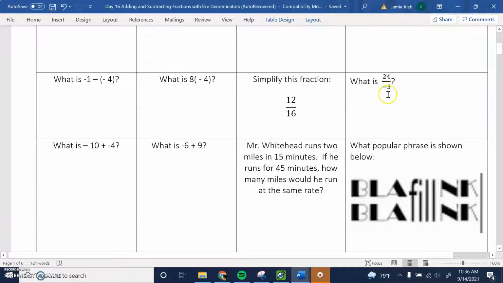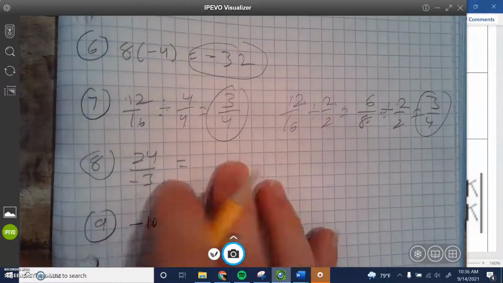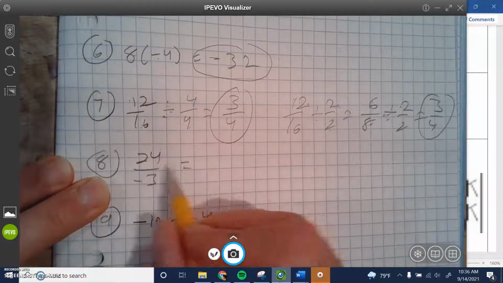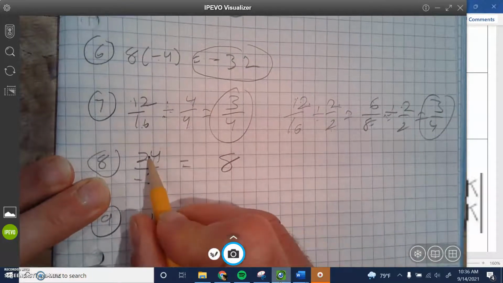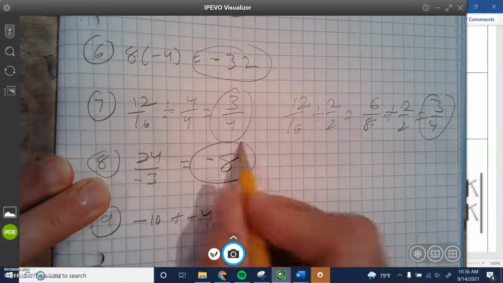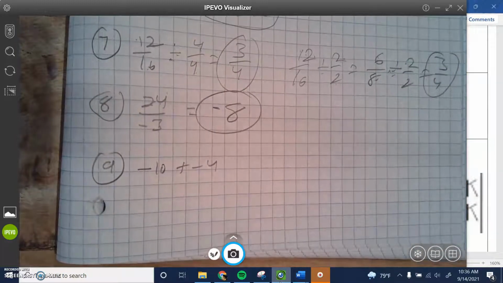24 divided by -3. Remember, that fraction bar means divided. 24 divided by -3. Let's see. Okay. 24 divided by 3 is 8. A positive divided by a negative is a negative. There we go. All right.